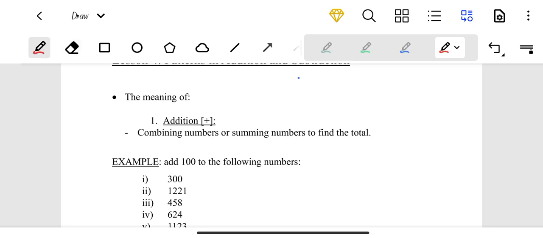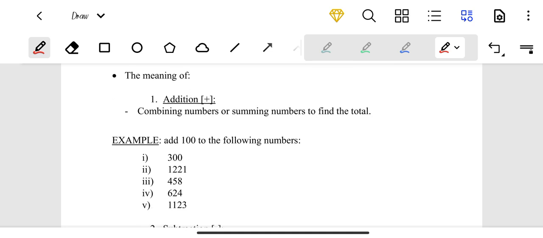So I gave an example down here. The question says add 100 to the following numbers. So how am I going to add? I already have those numbers, and now I'm going to add 100. So the first one is 300. What happens if I'm adding 100? I'm going to say 300 plus 100 equals.